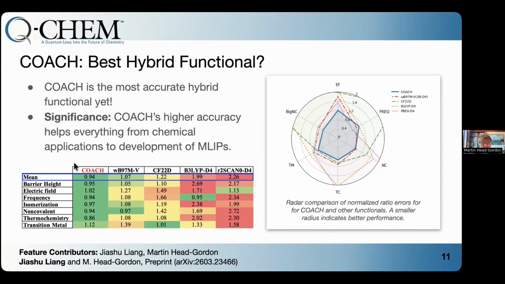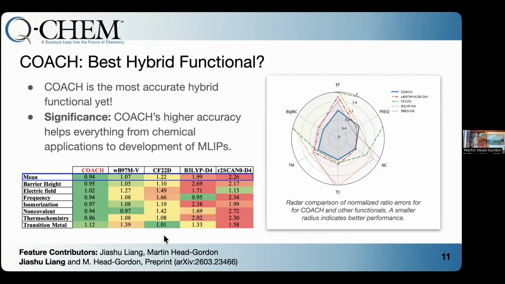And at the moment, I believe no other code apart from Q-Chem 7 can run the coach functional, which, as you can see, improves by about 15% over omega B97M-V. And so arguably is the most accurate hybrid functional yet. The improvements are particularly noticeable for transition metal chemistry, also for barrier heights, very useful, and electric field properties, which was a class of property not represented in the data used to train and then validate omega B97M-V. By the way, coach obeys 11 exact conditions, and omega B97M-V only obeys 5.